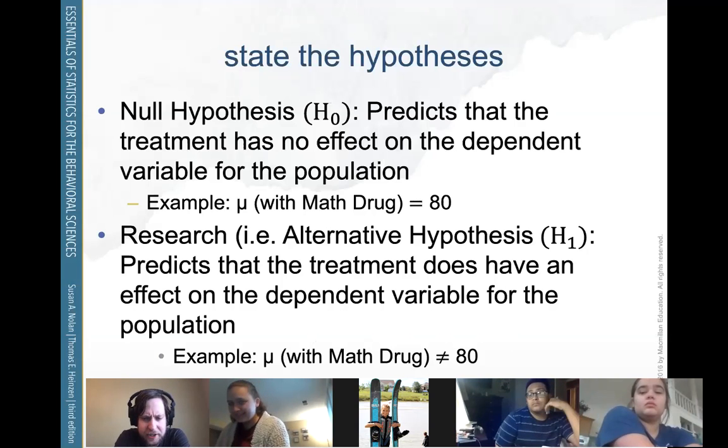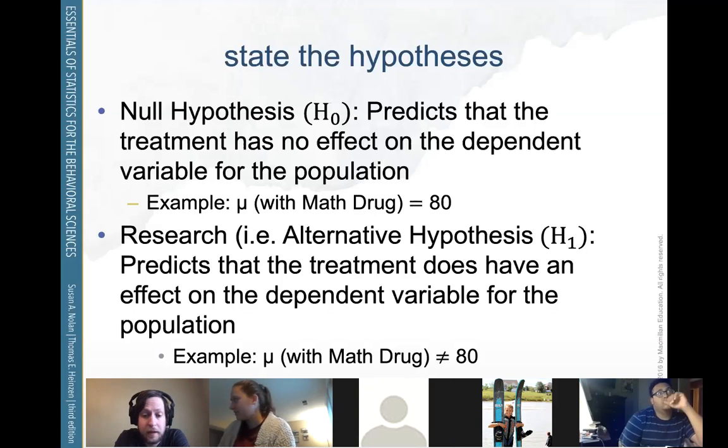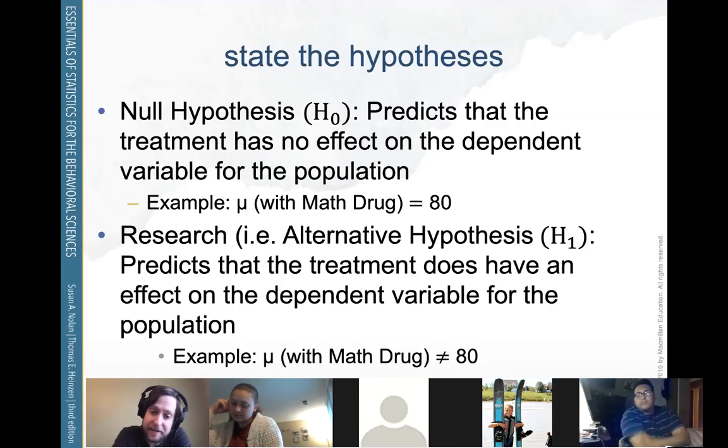I'll give you a clue. It's the two tails of our distribution. Mu does not equal 80 can be unpacked into two different subcomponents. What are those subcomponents? Greater than or less than? Yes, that's right. Basically, greater than or less than 80. Say the whole sentence: it means that mu with math drug is greater than 80, or mu with math drug is less than 80. Both of those things would satisfy the statement mu does not equal 80.